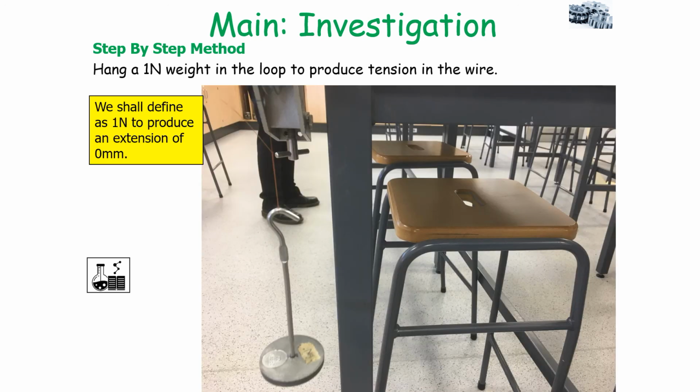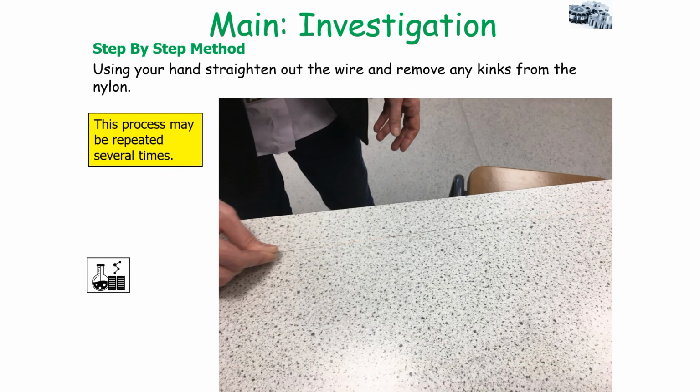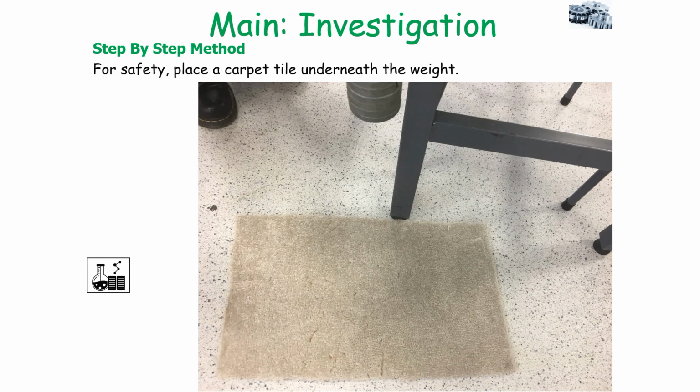So we'd hang a 1 Newton weight in the loop to produce tension in the wire, so we define putting a 1 Newton weight on our material as giving an extension of 0. We then use our hand to straighten out the wire and remove any kinks, and this process is repeated several times because we don't want our material to unwind during our investigation. Now, for safety reasons, you then place a carpet tile under the weight in case the wire snaps at any point.